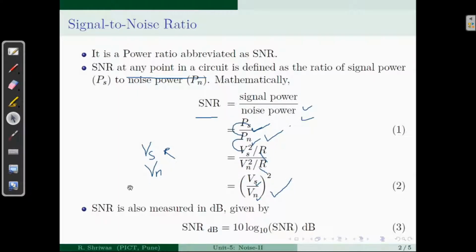Now, sometimes signal to noise ratio is also measured in dB, that is decibel. And how to find SNR in decibel form? It is very simple: the SNR which we got as a ratio, you can take the log of that SNR ratio and multiply it with 10. So we call it signal to noise ratio in decibel. Whenever you are given signal to noise ratio in decibel, you can find SNR as a ratio, and whenever you have SNR as a ratio or as a factor, you can find SNR in decibel.